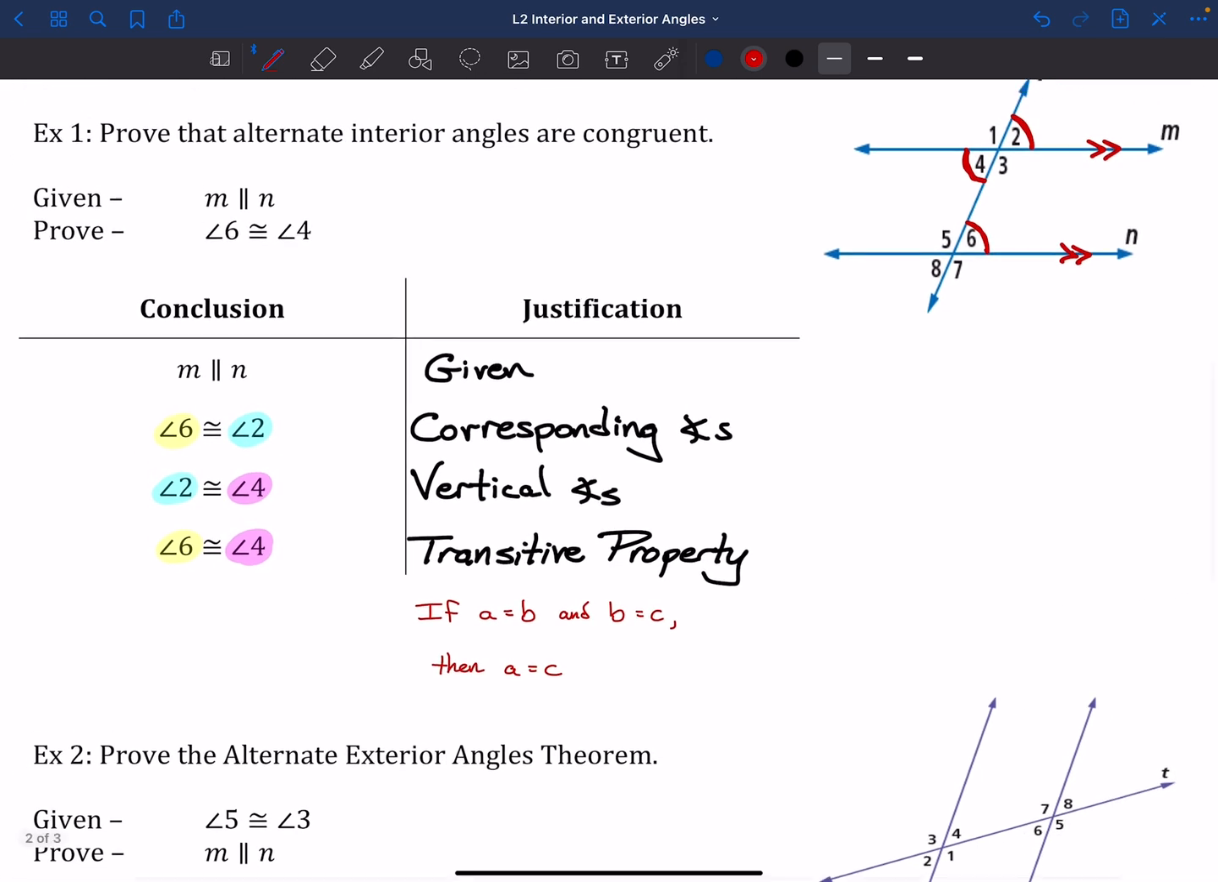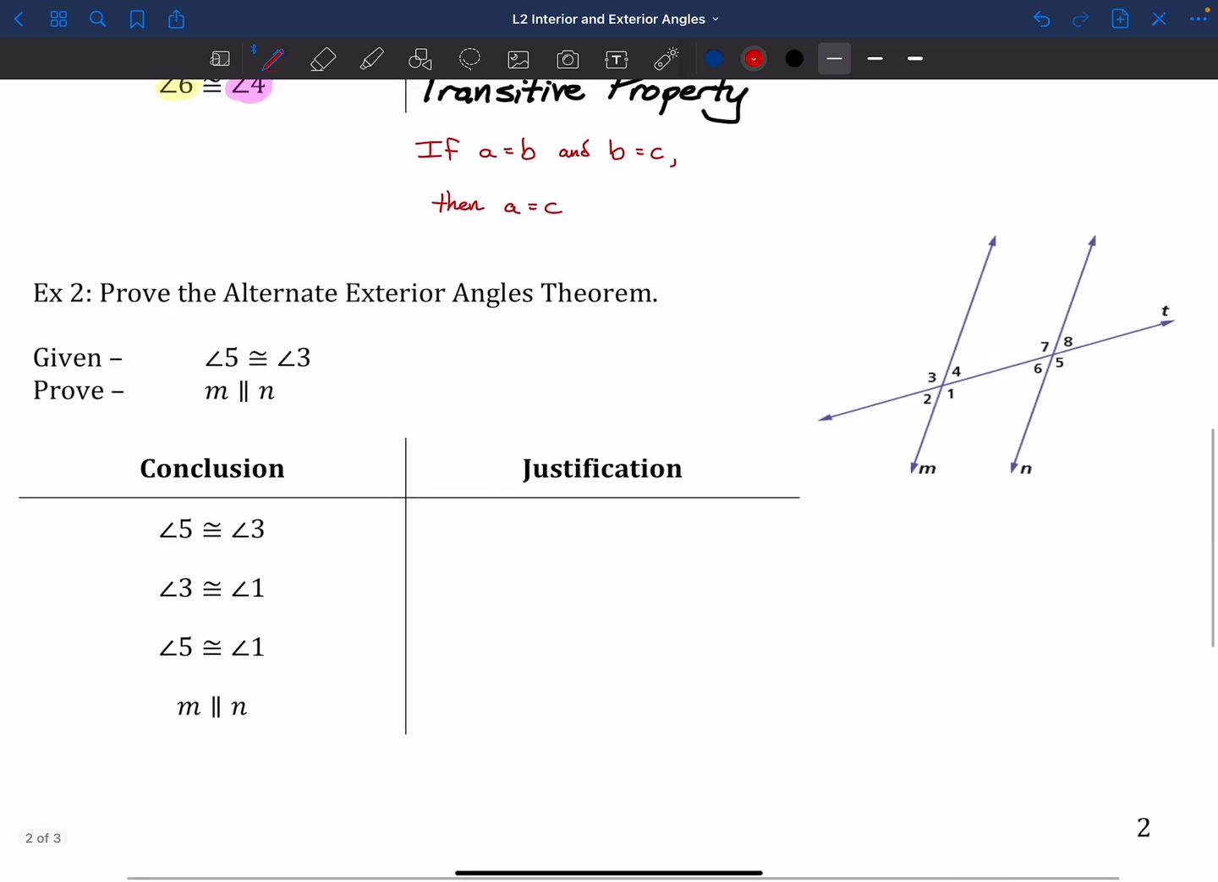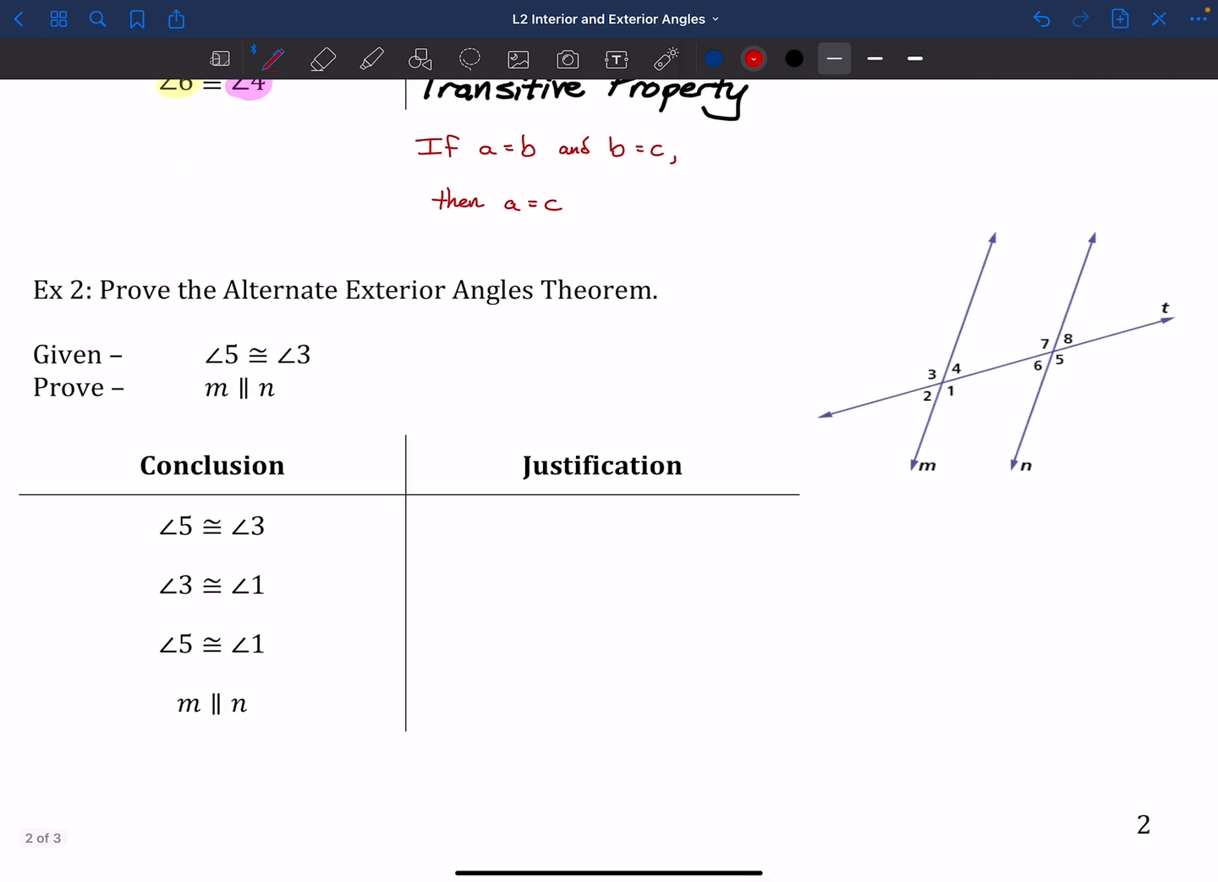So we've now done our very first proof. Let's go. Not too bad, right? We're going to do one more together, and then we'll keep moving on. So we're going to prove the alternate exterior angles theorem, right?